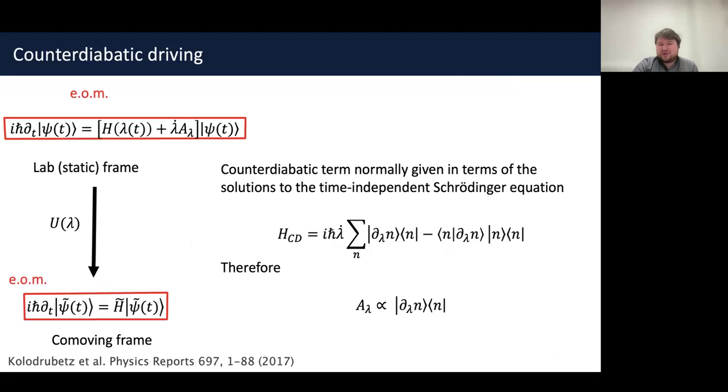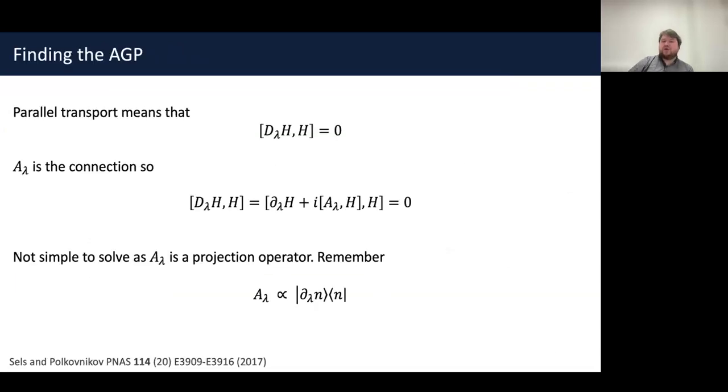Okay, but how do I actually go about obtaining the AGP? Because I just sort of introduced this magical unitary chain that diagonalizes my Hamiltonian for all lambda. And of course, if I knew that, then I could solve the problem, right? I wouldn't have to do any of this because I can solve for all the eigenstates. So how do you actually go about obtaining the AGP in a scenario where you can't solve for all the eigenstates? Because also knowing that unitary without knowing all the eigenstates is difficult.